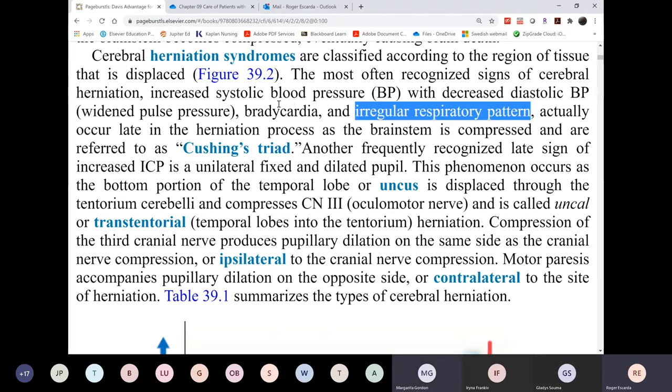But anyway, just be aware that the Cushing's triad can be either increased SBP with wide pulse pressure and bradycardia, or it could also be increased systolic blood pressure, bradycardia, and irregular or Cheyne-Stokes respirations. All right.